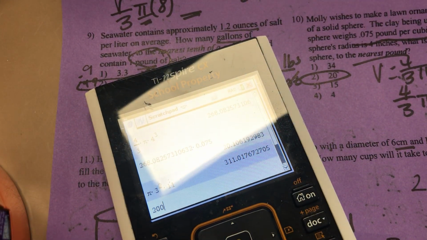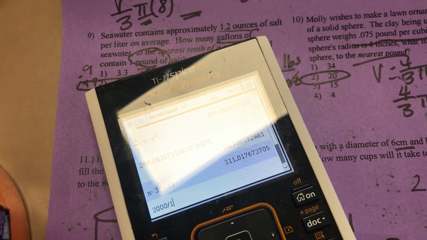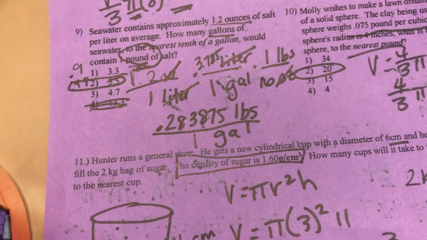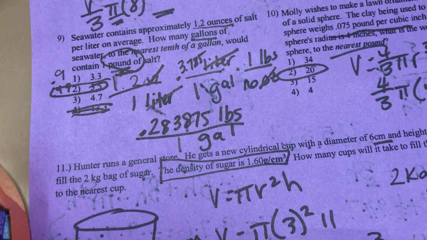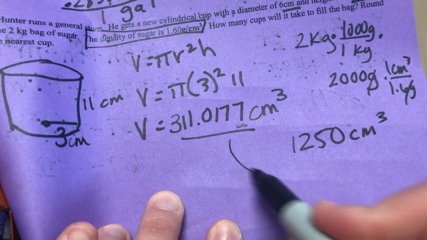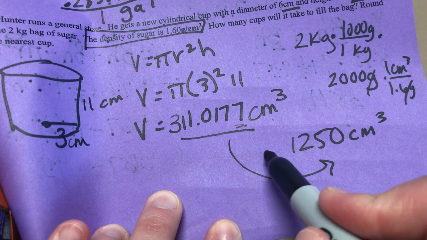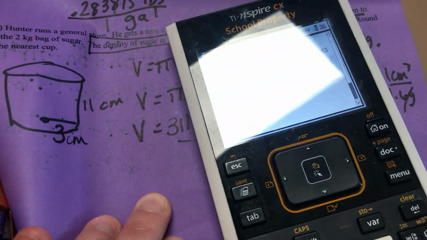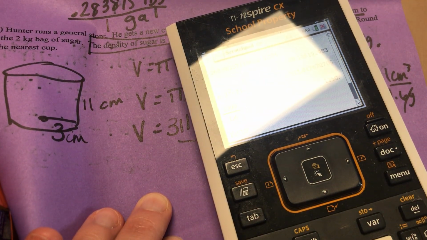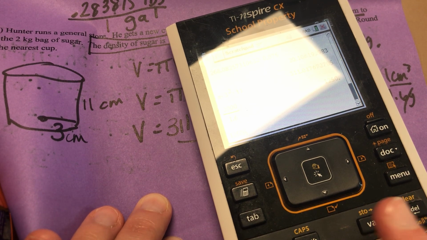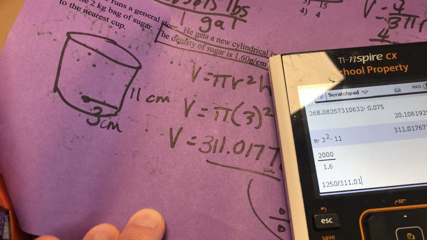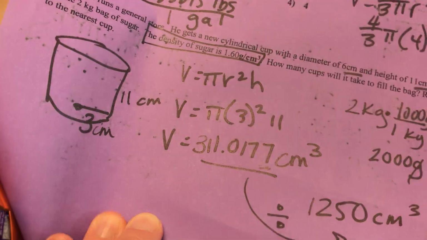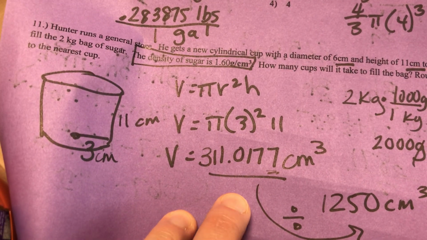So 2,000 divided by 1.6 is 1,250 centimeters cubed. I want to know how many of these it takes to fill that, so I'm going to divide. Divided by, there's a glare, sorry, 311.0177, 4.019, etc., etc., etc.